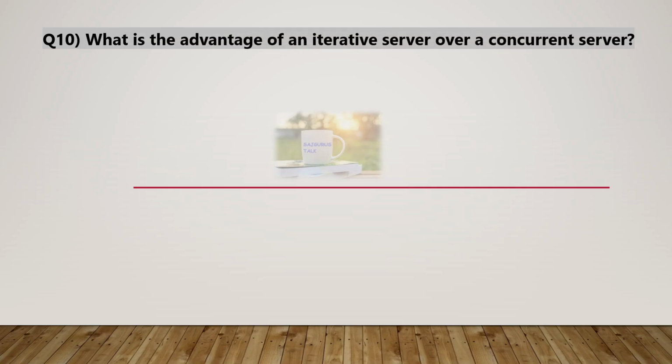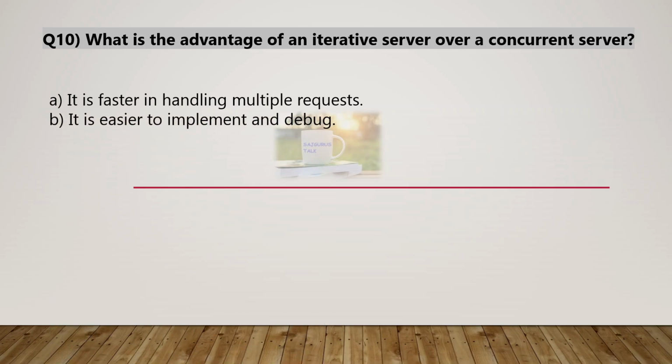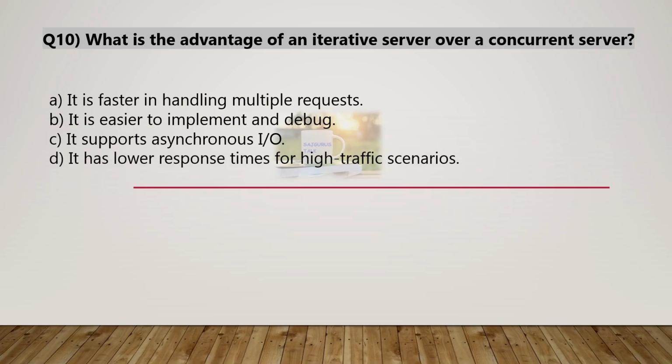Last question of today's video. What is the advantage of an iterative server over a concurrent server? The options are: it is faster in handling multiple requests, it is easier to implement and debug, it supports asynchronous I/O, it has lower response time for high traffic scenarios. An iterative server is simpler to implement and debug due to its sequential nature, making it easier to manage compared to concurrent server models. So the answer is B, it is easier to implement and debug.